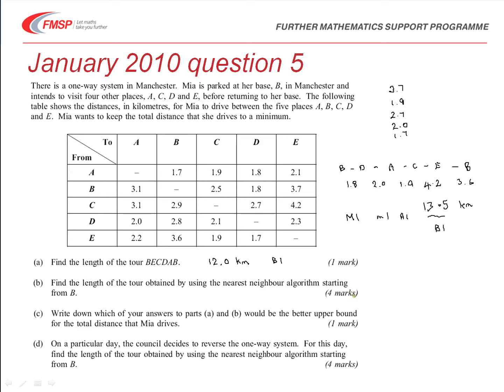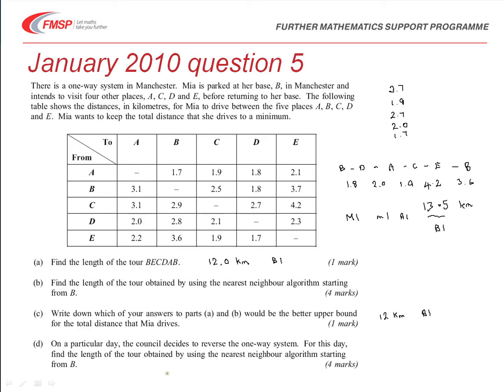In part C, it says write down which of your answers will be the better upper bound for the total distance. Remember, Mia is trying to minimise the distance, so it would be the minimum of those upper bounds. So the one that you would need to state would be the 12 kilometres. And that would just give you 1 mark.